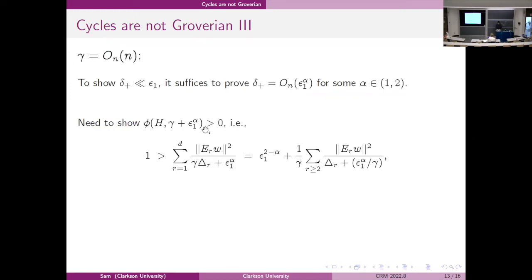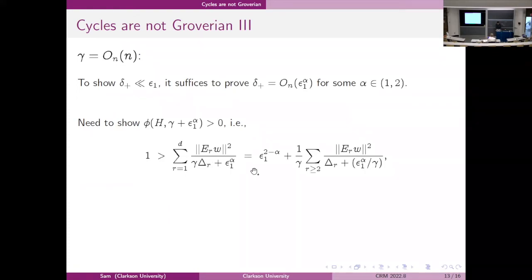And to show this, we just need to check the characteristic polynomial by plugging in this number here. So we check the characteristic polynomial of h by plugging in gamma plus epsilon 1 to the power alpha, and we want to prove it is bigger than 0, then we can say delta plus would be smaller than epsilon 1 to the power alpha. Okay, and opening up the characteristic polynomial, we get this ugly formula here. Eventually it turns out we want to prove one is bigger than this summation.